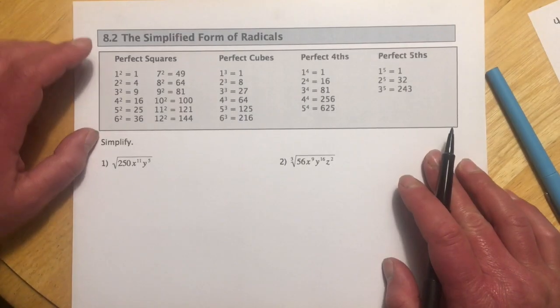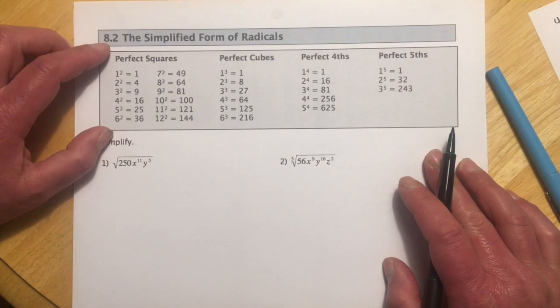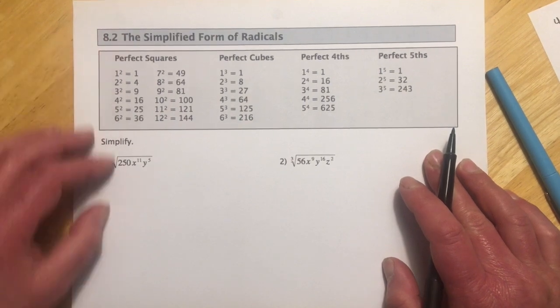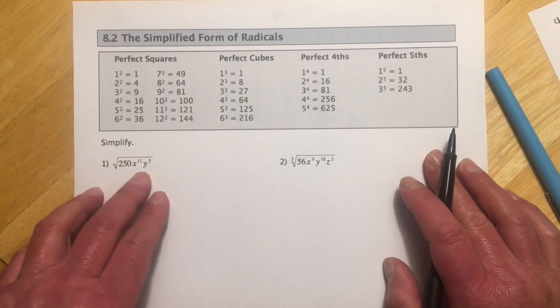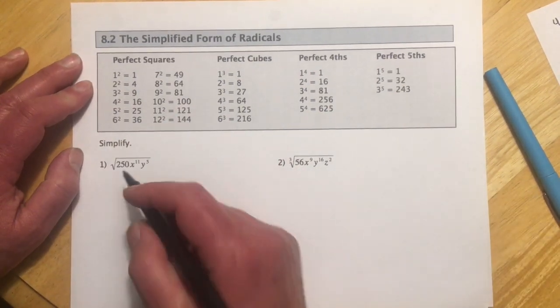Section 8.2, this is the chart I said at the top of the video that you would get for the exam if you're in my class. So we're simplifying radicals, and so this is the thing where we have to look for squares under the square root and get all those pulled out front, likewise cubes under the cube root, etc.